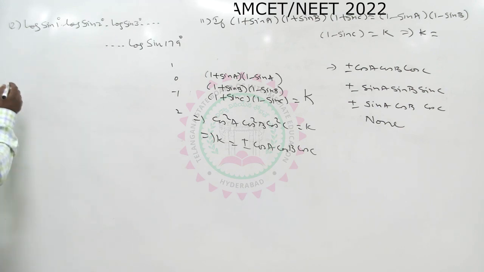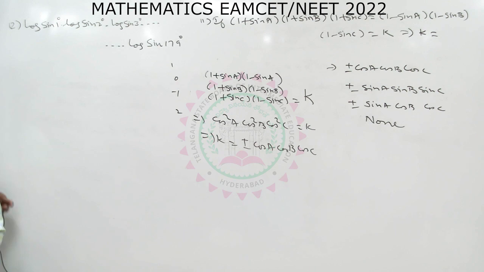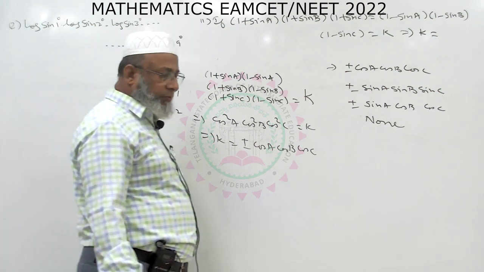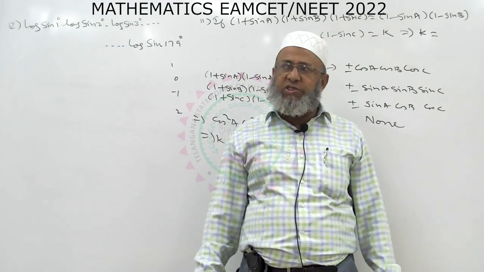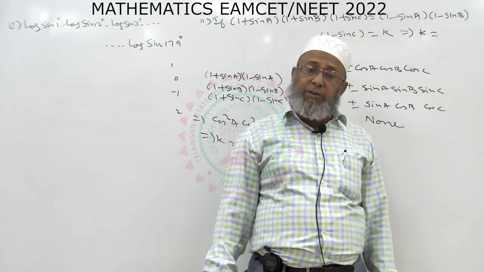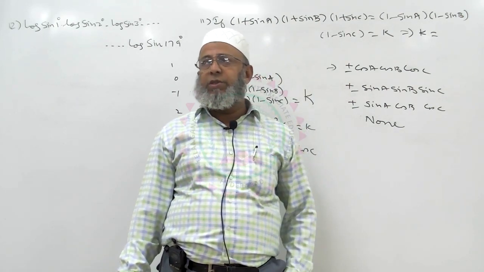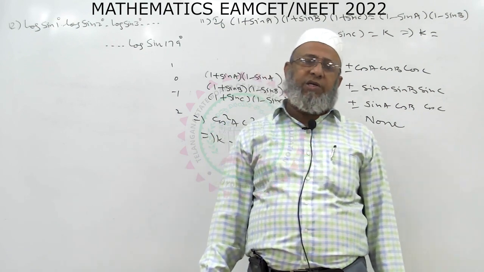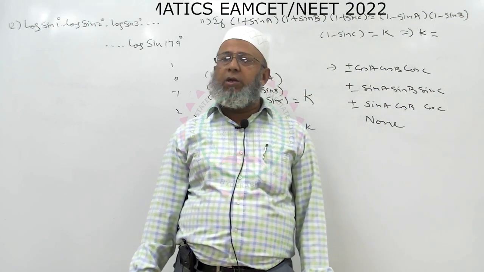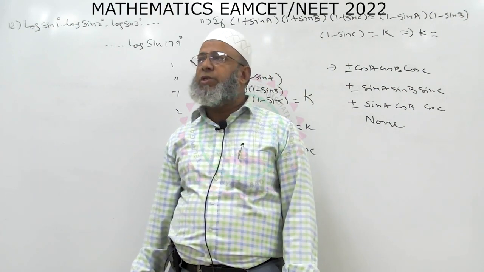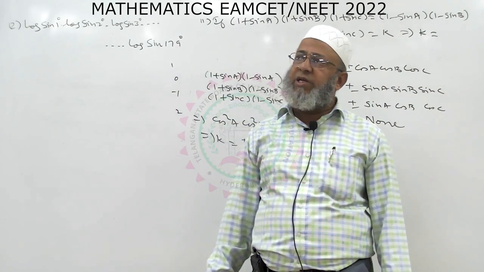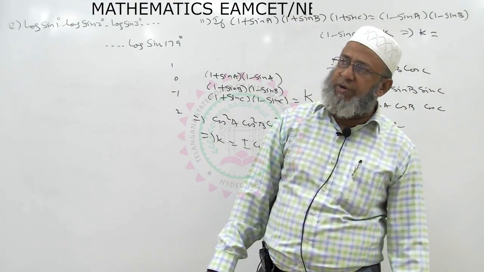So here, before solving this question, you just see the terms. What are the terms? That is log of sin 1, then log of sin 2, then log of sin 3 dash log of sin 179.